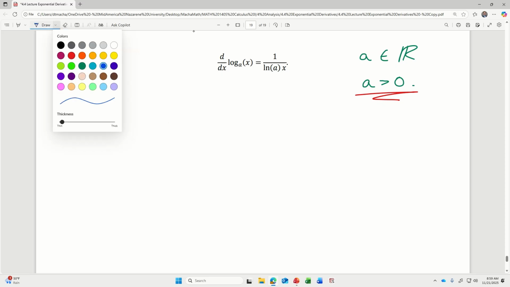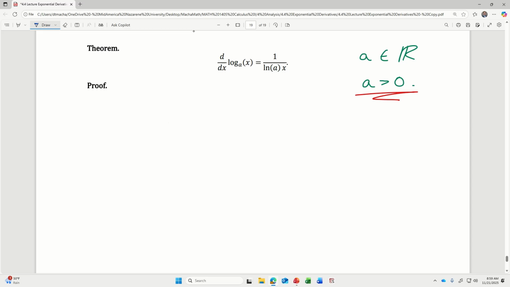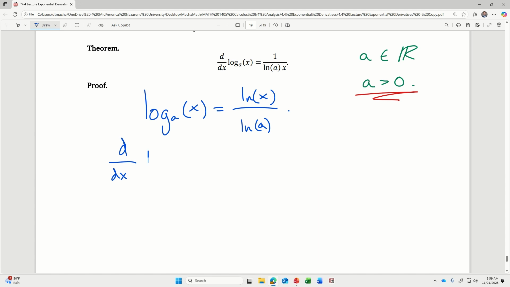Very good. So for any positive real number a, what is my derivative of the logarithm? Well, we are actually going to use that fact to say that the logarithm base a of x is the natural log of x divided by the natural log of a, that change of bases formula that we proved earlier. So now when I'm taking the derivative of the logarithm base a of x, it's going to be the derivative of natural log of x divided by natural log of a. And what is that derivative? It's the quotient rule thing.